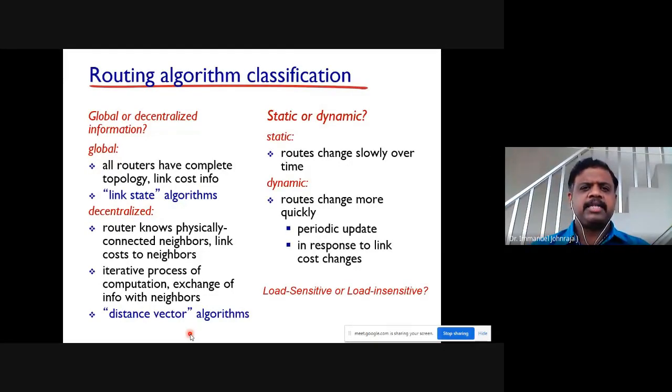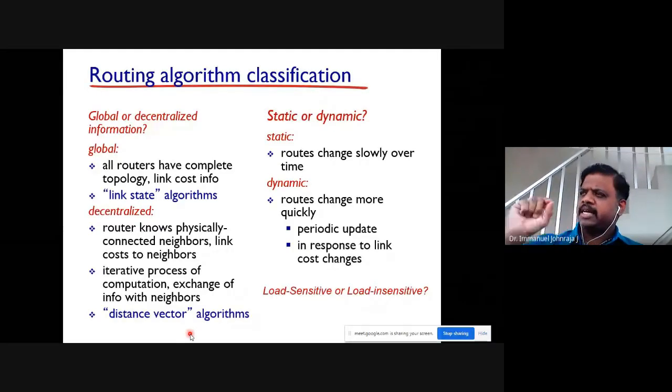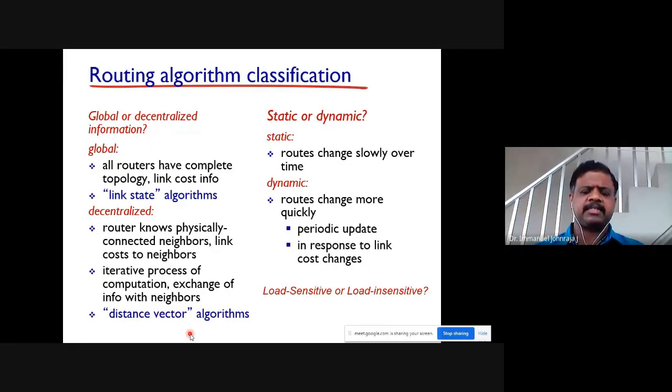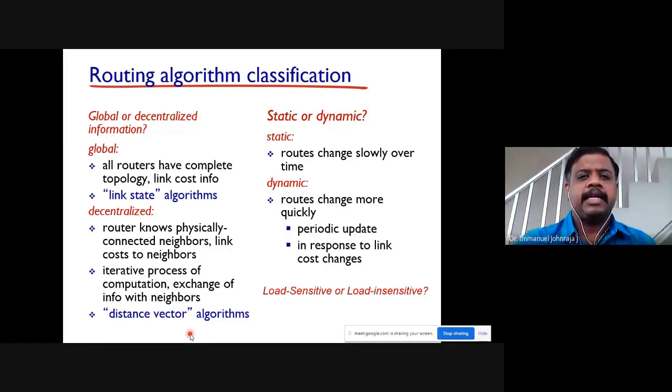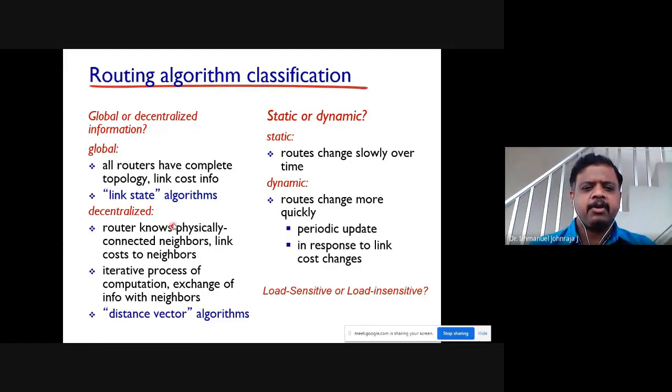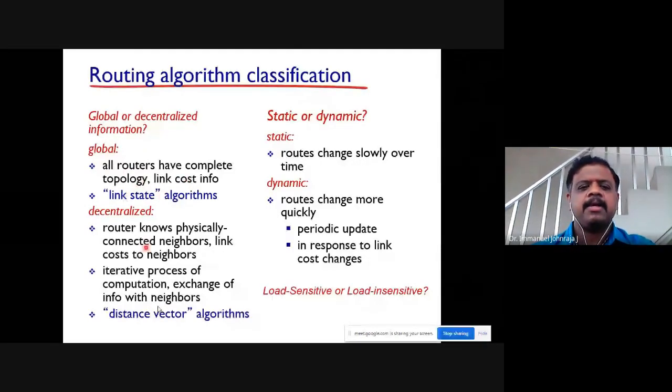So when you talk about the decentralized, which is the distance vector routing protocol, every router is exchanging the distance and the vector, which means distance is in number of hops, and vector is in the direction. In which direction, and how many hops you have to take to reach the destination, that information will be received from your neighbors. So you can see the router knows only physically connected neighbors and link costs to neighbors. Whereas when you look at the global one, the link state routing protocol, all the routers have the complete topology, the whole information. This is the link state algorithm, and this is the distance vector routing algorithm.